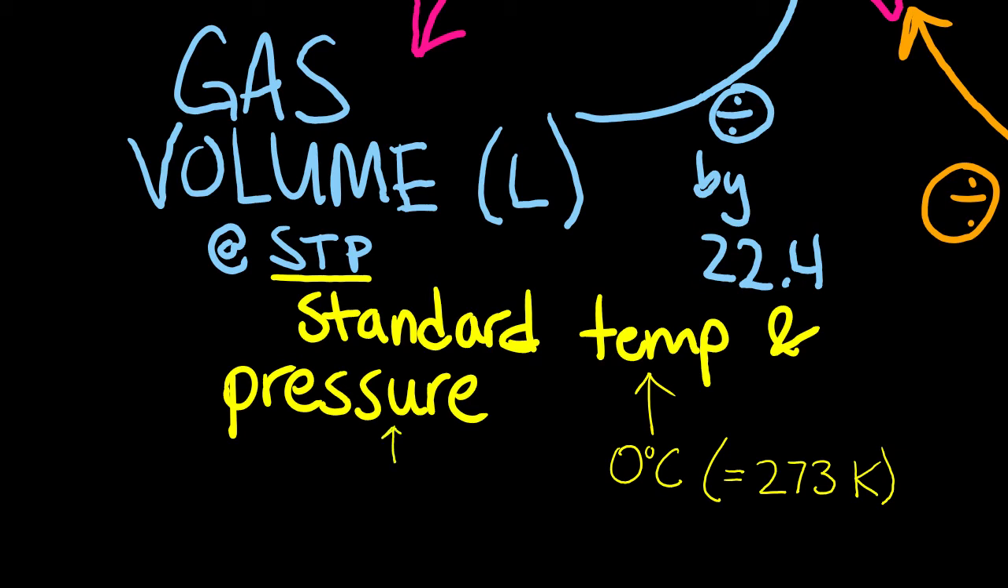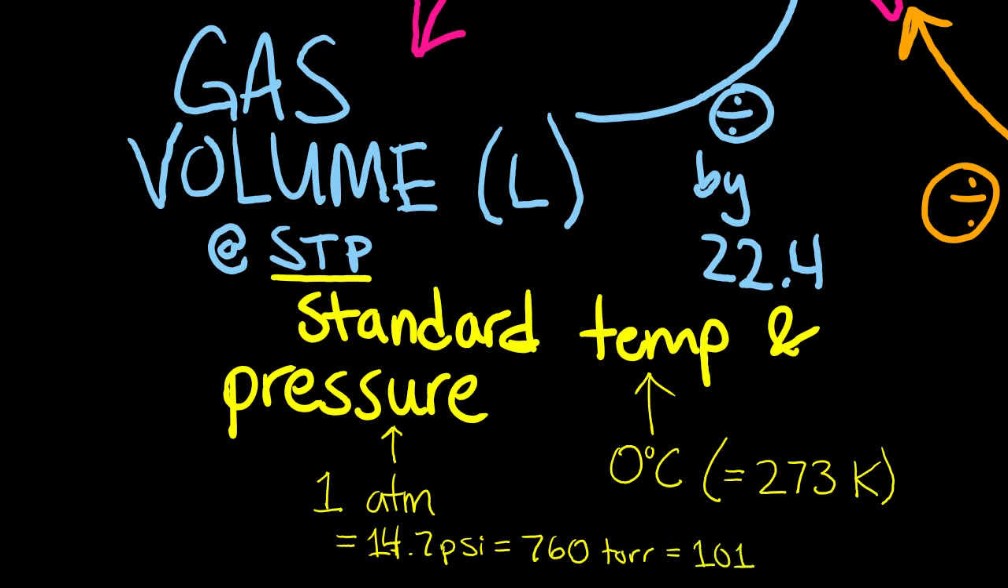Standard pressure is 1 atmosphere. An atmosphere is a unit of pressure. That is also approximately equal to 14.7 psi for American pressure units, which is pounds per square inch, also equal to approximately 760 torr, which is 760 millimeters mercury, also approximately equal to 101.325 kilopascals. All of those are units of pressure. But all that really matters is 0 degrees Celsius and 1 atm.